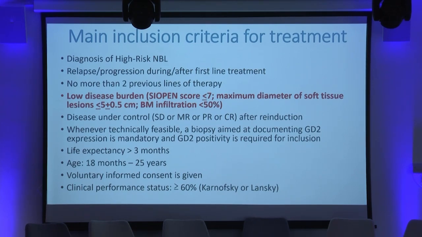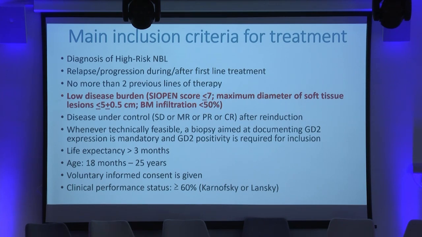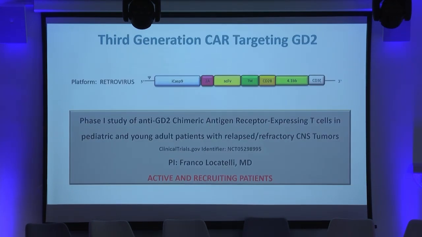And just an idea of which cohort of patients will be enrolled in the treatment. They will have to have, of course, a diagnosis of high-risk neuroblastoma, who relapse or progress either during or after the first-line treatment, and no more than 2 previous lines of therapy will be allowed for this trial. And the patients will have to have achieved what I explained before, the low disease burden.